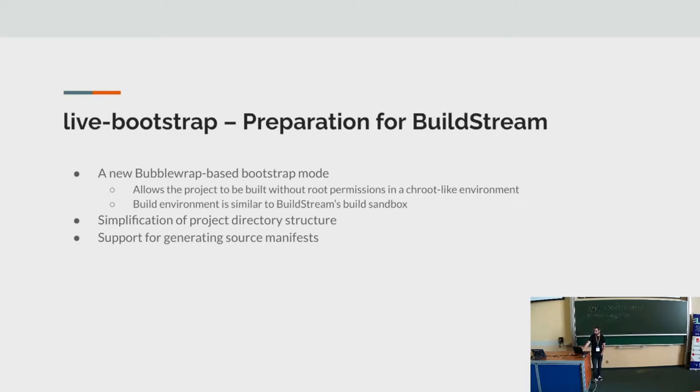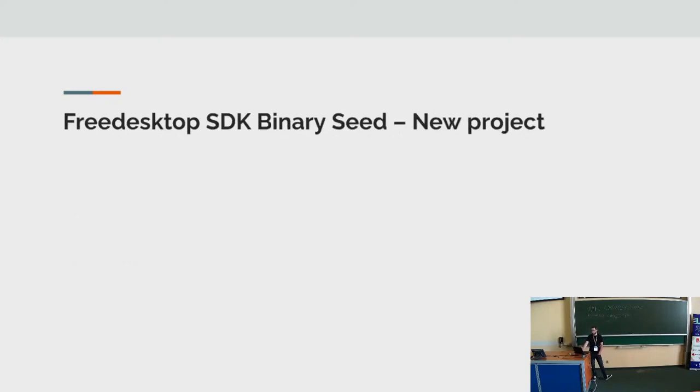And support for generating source manifests. So basically, as I said, Buildstream can track projects, but this is a bit of a unique project in a way that it has many sources, it builds many projects, so having it export its sources, basically the source files that it uses, not its own source, was needed. And avoiding the use of trust during the bootstrap, basically making the build a bit more like what we have in Buildstream.